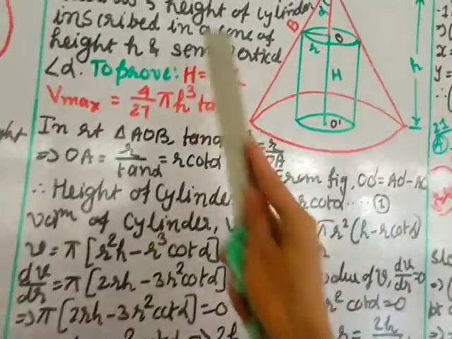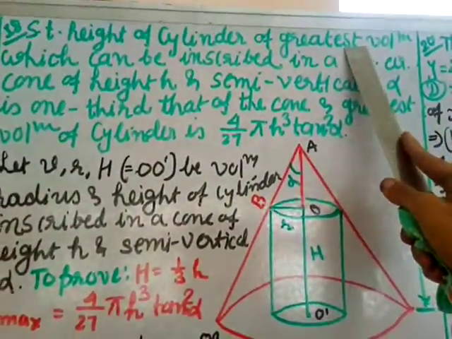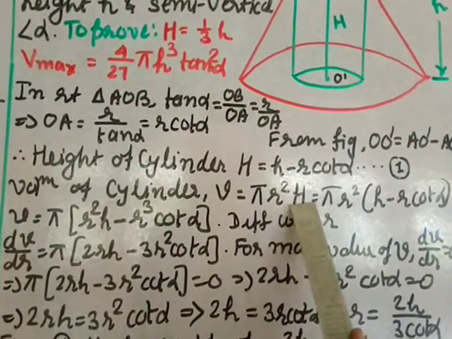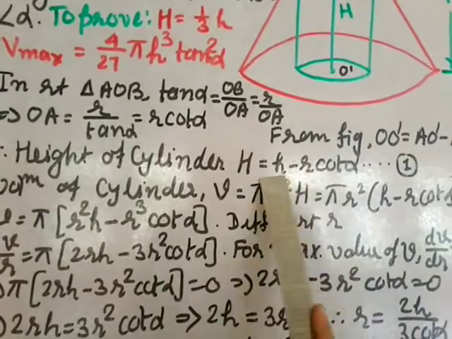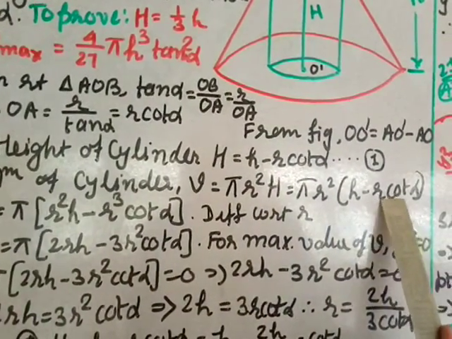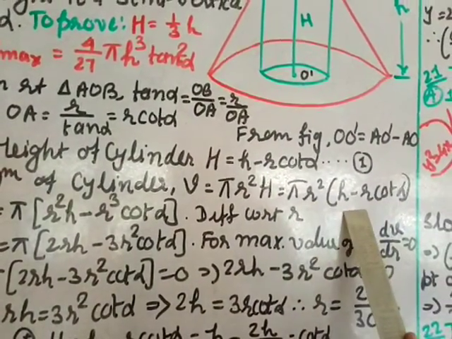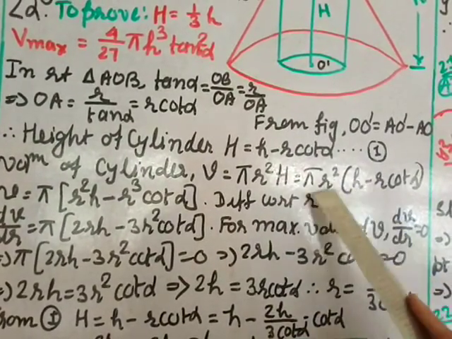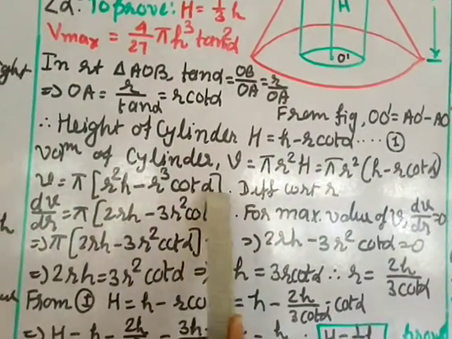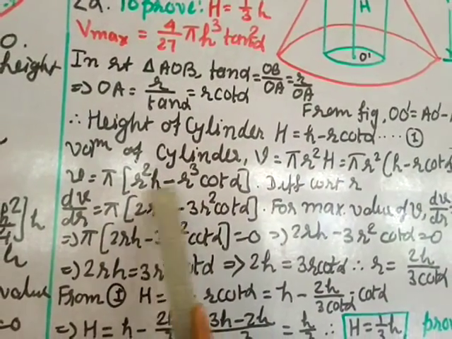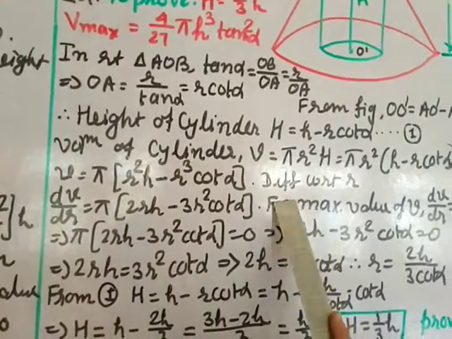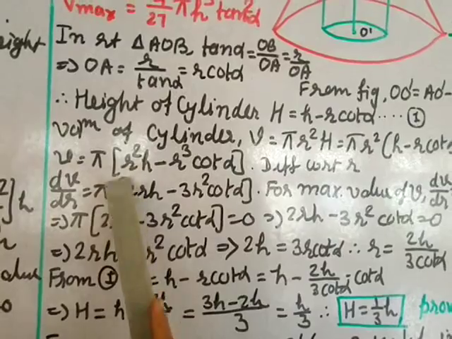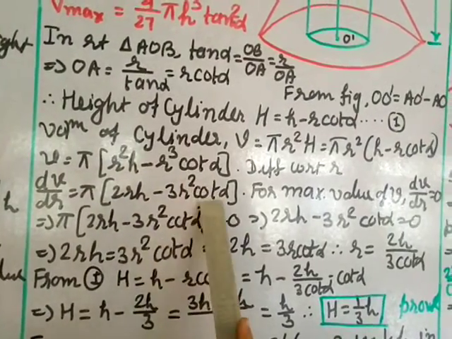They have asked us the greatest volume of the cylinder, so consider the volume of the cylinder. Formula is V is equal to pi R square H. H value put from here, so pi R square into h minus R cot alpha. R square you multiply here, so you get pi into R square h minus R cube cot alpha. Now h and cot alpha are constant, pi also is constant, so differentiate with respect to R. So pi into 2Rh minus 3R square cot alpha.